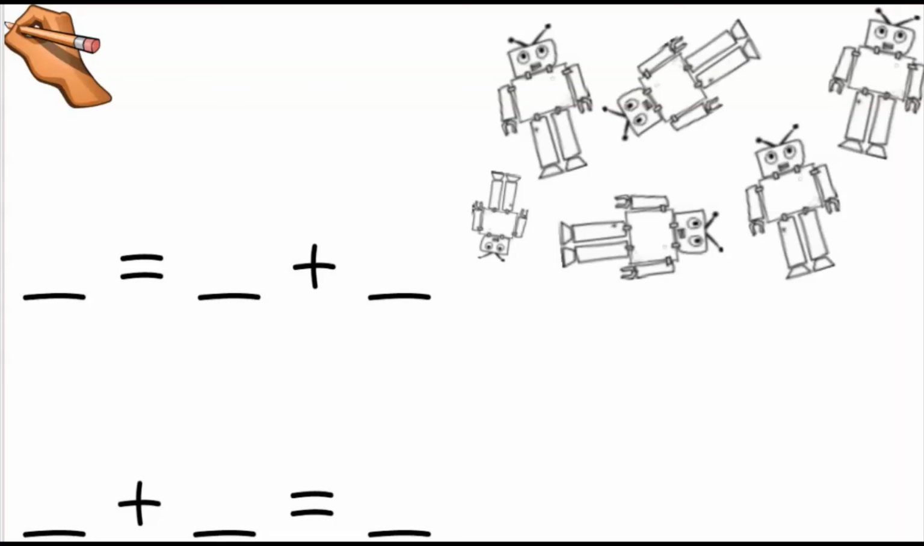Story about my robots, and then you are going to fill in the unknown and the parts. Here we go. I had 6 robots. 5 robots were big, and 1 robot was small. Go ahead and complete the number sentences.